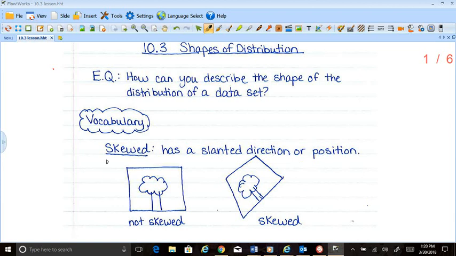If you look at the pictures down here, we've got a picture of a tree, might be on a wall. It's not skewed, it's straight. Over here, like you bumped into it, and now the picture's skewed. It has a slanted direction or position. So we're going to be using this terminology when we're talking about shapes of distribution. When you hear shapes of distribution, the question is not looking for a shape like circle or rectangle. They're looking for if something is skewed or not, if it's kind of slanted or not.